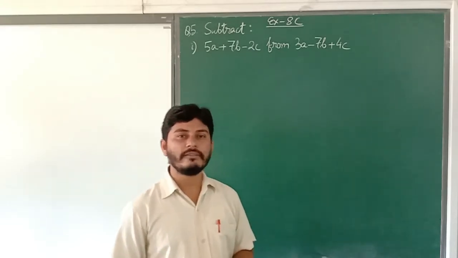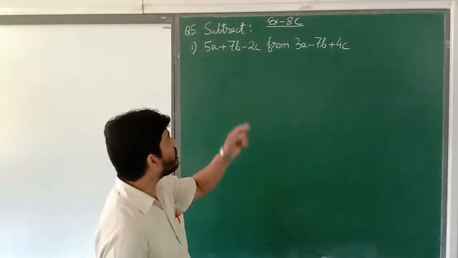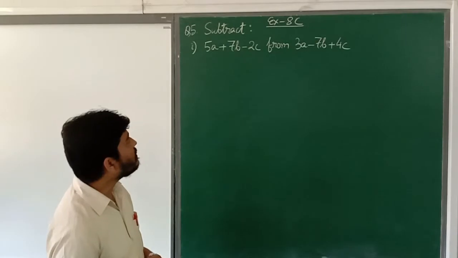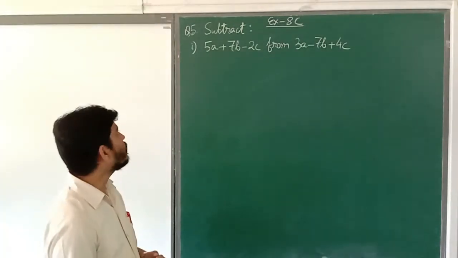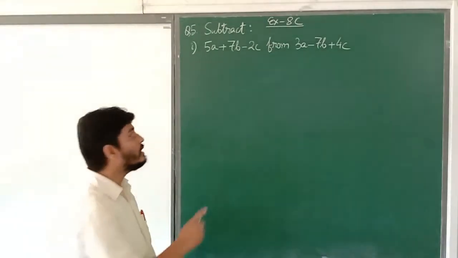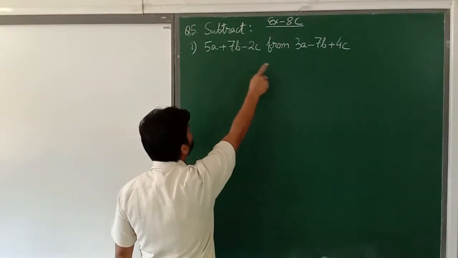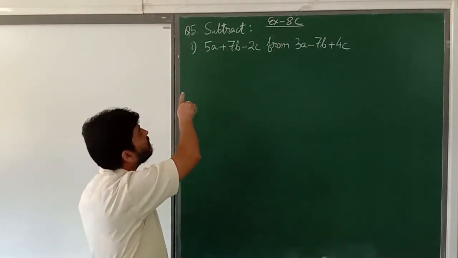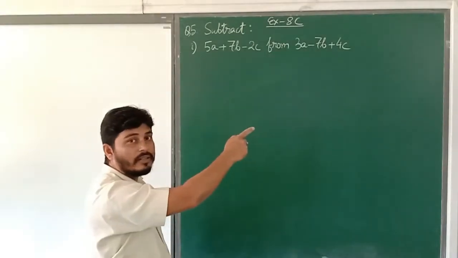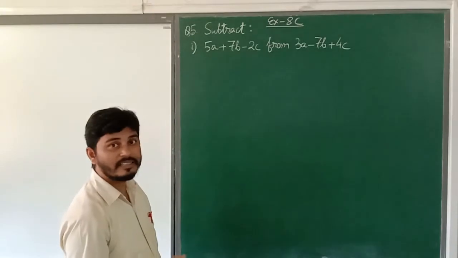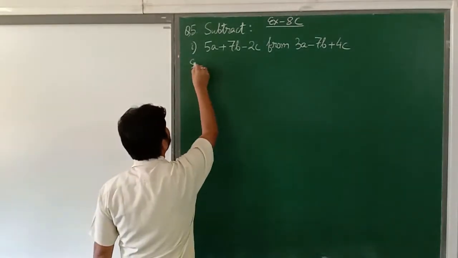So I have taken a question from the same exercise as the last one, exercise 8C, but this time the question number is 5. The question is subtract, and you can see two expressions here. We have to subtract the first one from the second one. Please pay attention, it is very important.